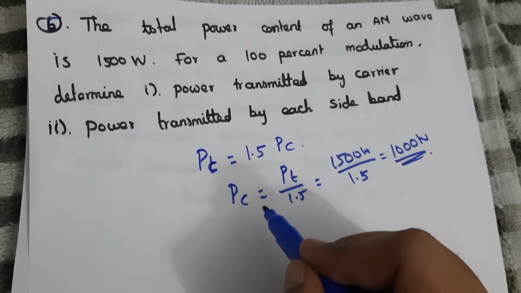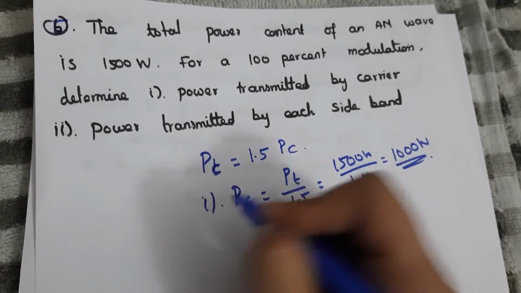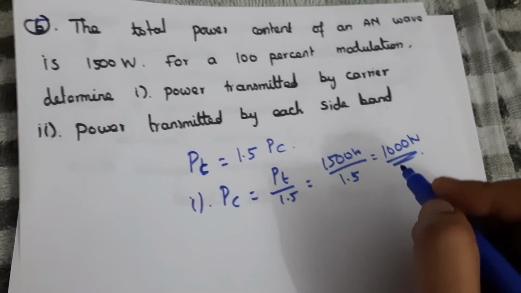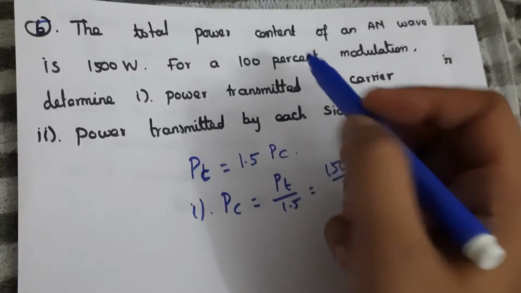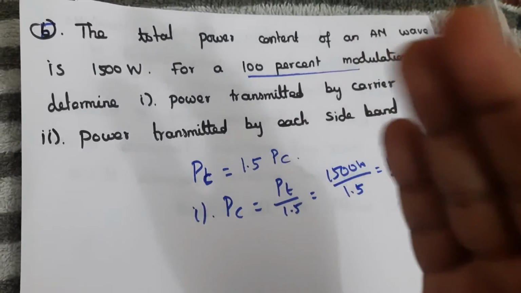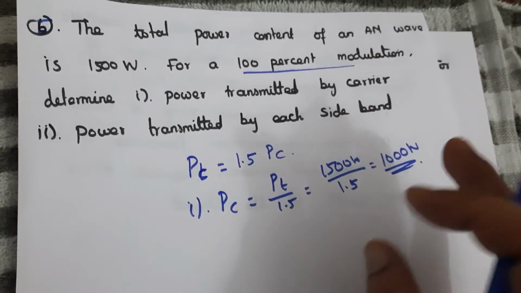So the power transmitted by the carrier, the first part answer, is 1000 watt. And the power transmitted by each sideband: for 100% modulation we have this formula, and for different percent of modulation we have another formula.